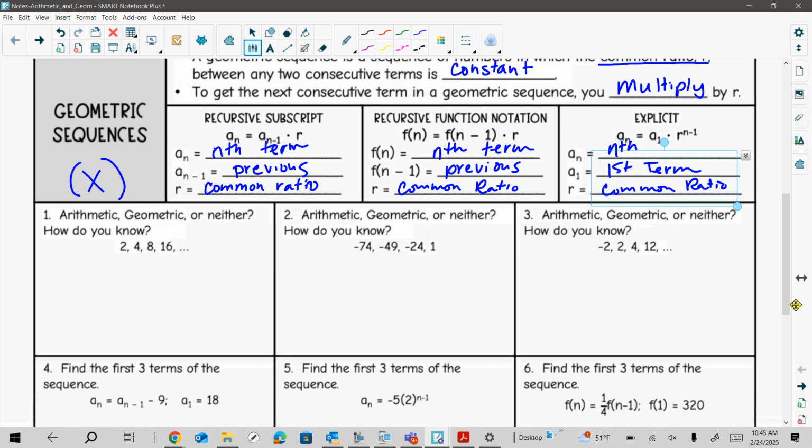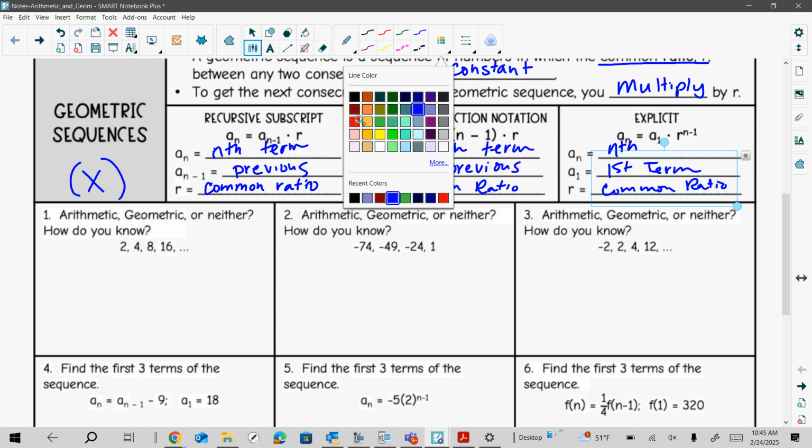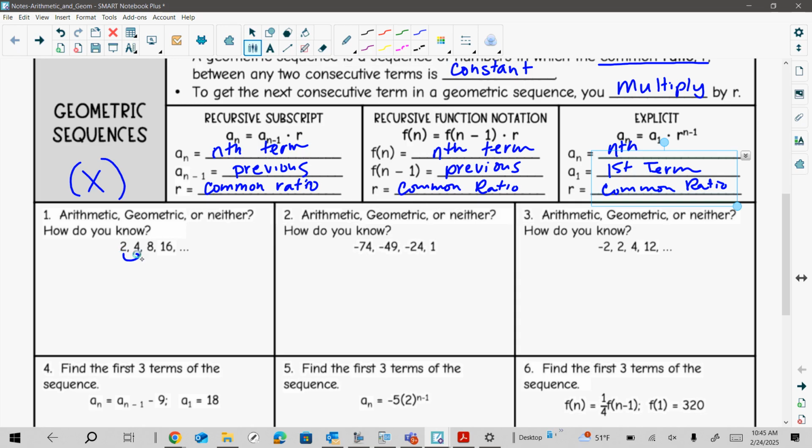Okay, so for the first three problems here, we have to determine if it's an arithmetic sequence, geometric, or neither. What I would do is check arithmetic first, meaning is there an amount that I can add to get the next term? So if I go from 2 to 4, I can add 2. For it to be arithmetic, I have to add the same amount. So this one is not, because when I do 4 plus 2, that doesn't give me 8.